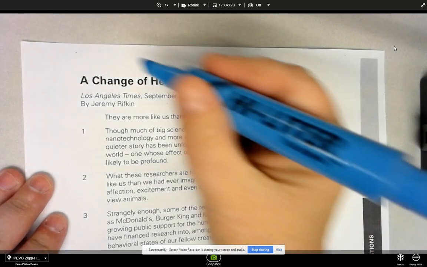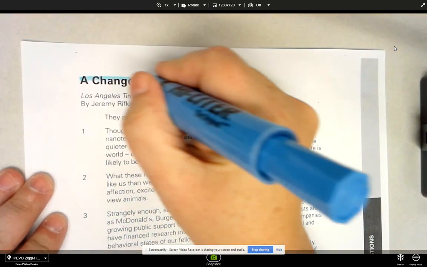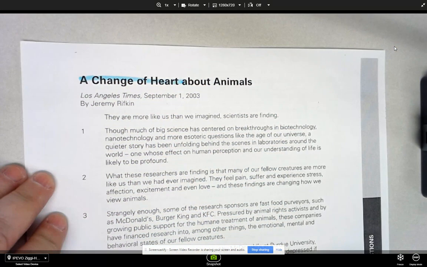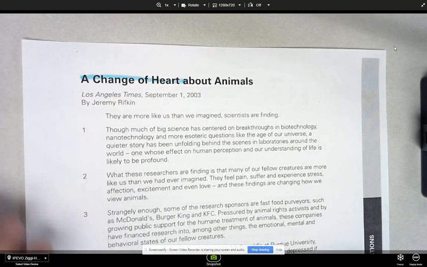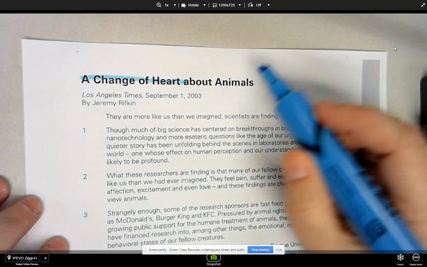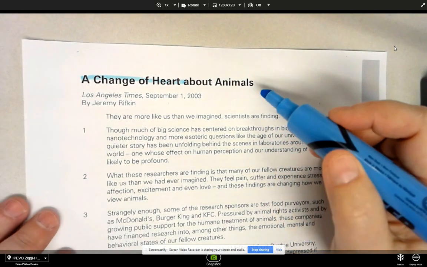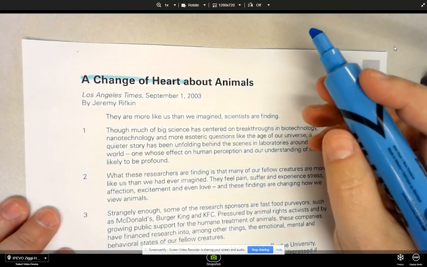I look at the title, A Change of Heart About Animals. Change of heart usually means that maybe I'm not really going to change my heart, but change my mind about animals. So this has something to do with reconsidering something about animals.